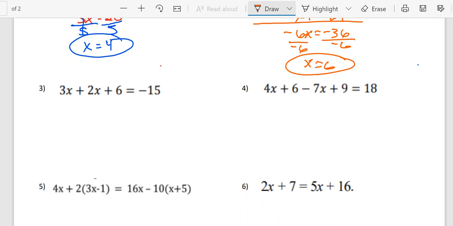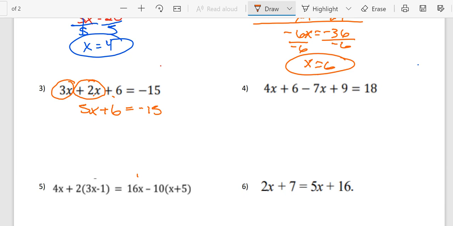Something like numbers 3 and 4, these are also examples of multi-steps because we have to combine like terms. For number 3, we want to combine the 3x and the 2x. We can only combine things that are either both constants or both variables. We can't combine something with a variable with a number or with a constant. So we end up with 5x plus 6 equals a negative 15.